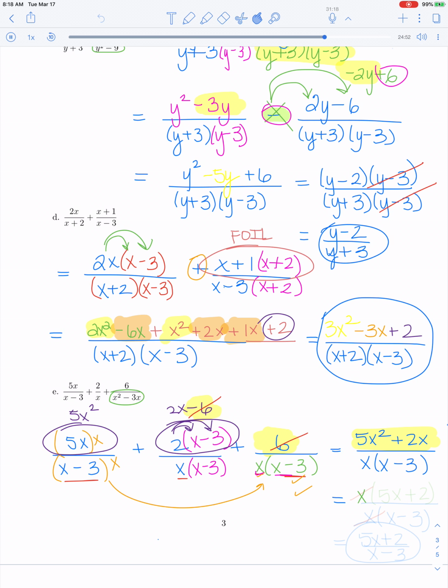So let's do that. That will leave you with 5x plus 2. And on the bottom, we already have the x and the x minus 3. So notice, what can we do now? We can cancel out that common factor of x on the top and the bottom, which will leave me with my final answer of 5x plus 2 over x minus 3. They have nothing in common, so that is your final answer.